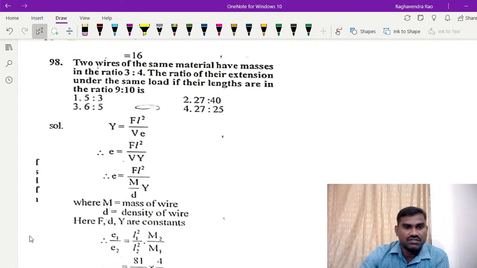Okay. This is also the same. Now, two wires of the same material. So Y is the same.